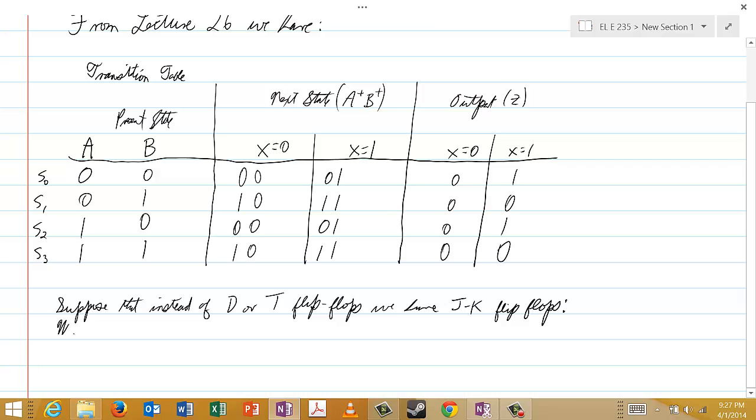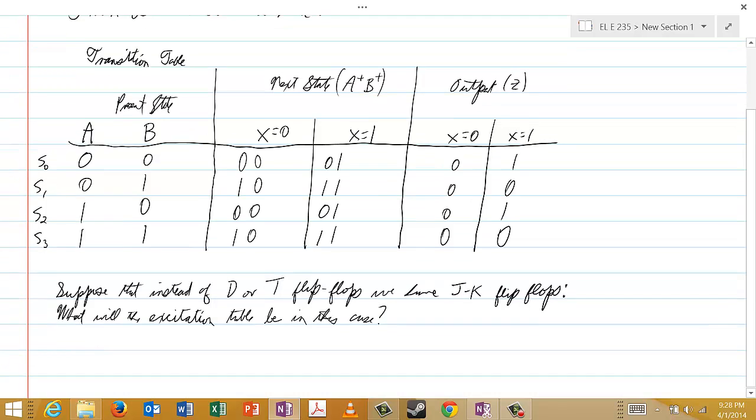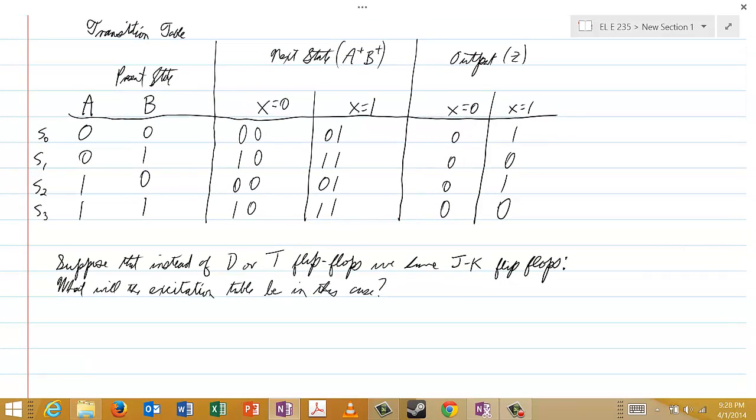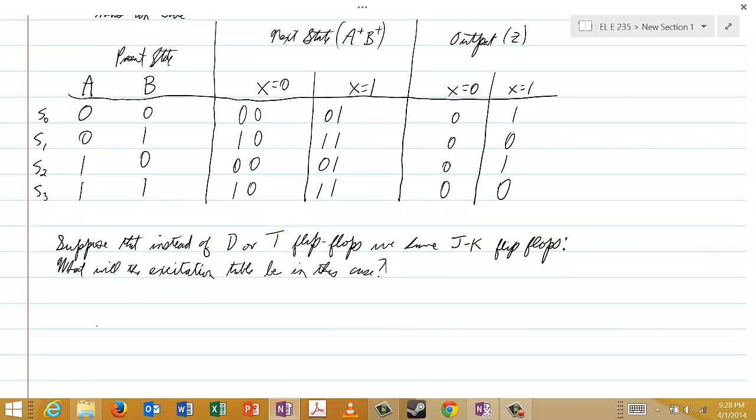And so we'll say, what will the excitation table be? Remember, our ultimate goal is to find what the circuit will be, but the best way to find that out is to next consider the excitation table. So we ask, what will the excitation table be in this case? And again, this is going to be rather interesting. So let's see how it goes.